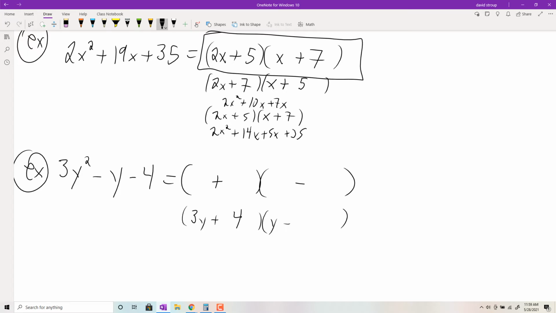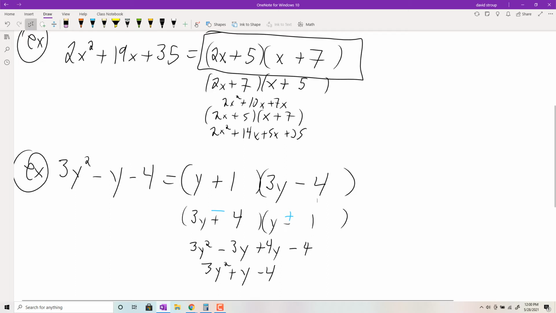So let's try 4 and 1. So I think I just got really lucky there, didn't I? So 3y squared, the outer, minus 3y, the inner, plus 4y, and then the last, minus 1, or minus 4. The only problem is I got the signs reversed, right? 3y squared plus y minus 4, and that's exactly what I was talking about. So all you have to do is switch: instead of plus 4, put minus 4, instead of minus 1, put plus 1, and that would be the answer. Okay? So it's going to be y plus 1, and then 3y minus 4, and of course you could FOIL it out, check, make sure it works.